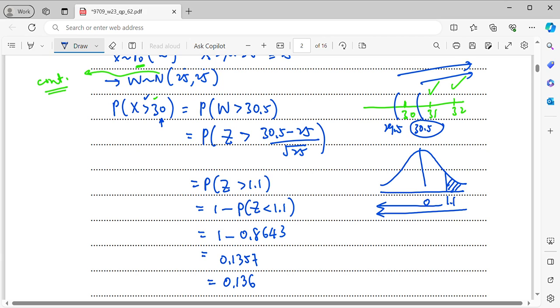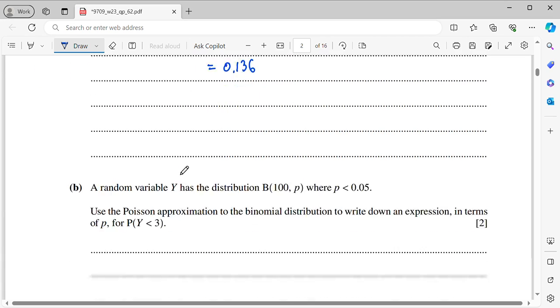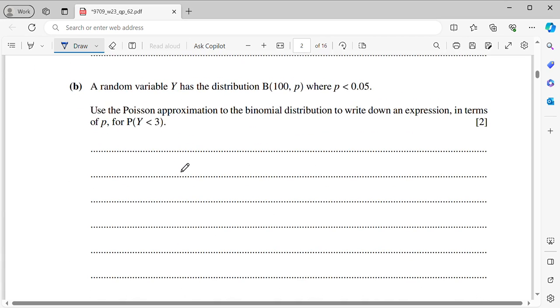Now let's move on to the next part, which is b. A random variable Y has a binomial distribution with n equal to 100 and probability of success p, whereby p is less than 0.05. Use a Poisson approximation to the binomial distribution to write down an expression in terms of p for the probability of Y less than 3.